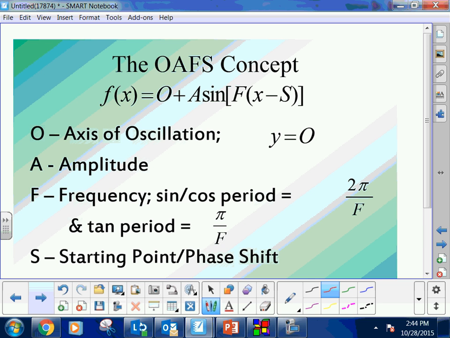So it's not anything real new, but since we're working with trig, we have different names for things that we worked with in the past.